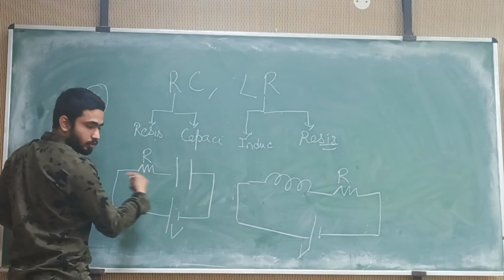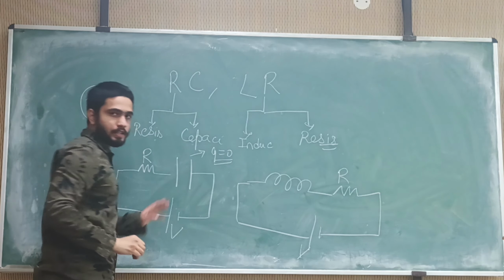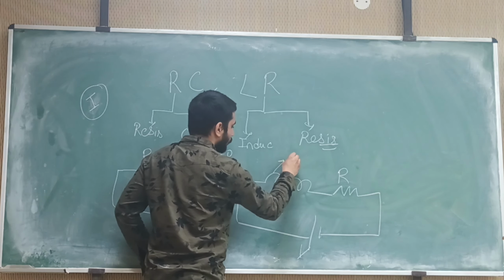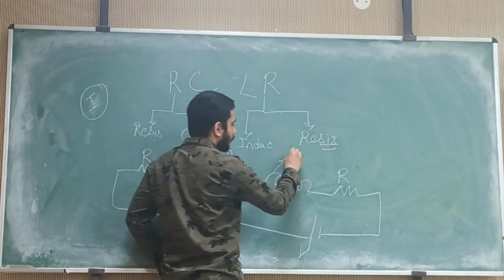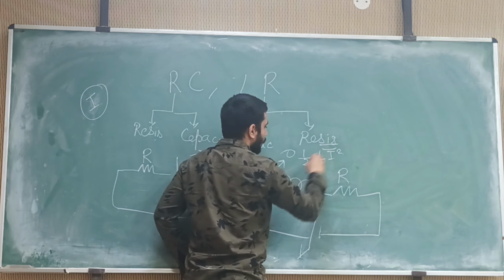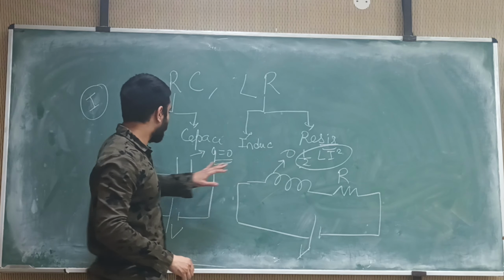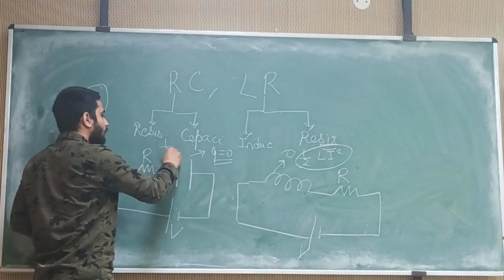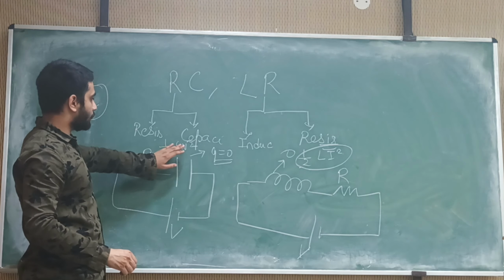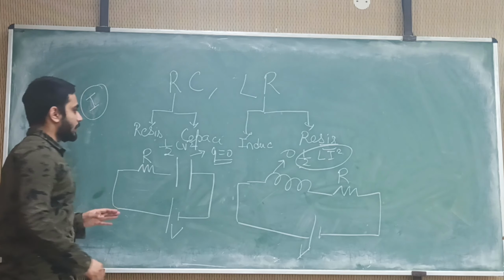Here the resistance is R and the voltage is V. Suppose initially the capacitor is discharged, so the charge is 0, and the LR circuit initially has no current. In the inductor, the energy stored is half L I square. In the capacitor, when fully charged, the energy is half C V square. Initially both are 0, so both have zero energy.